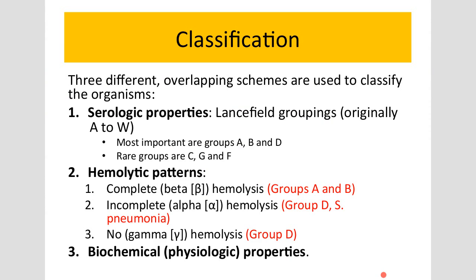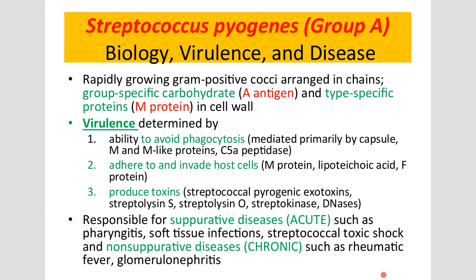So groups A and B cause complete hemolysis. If they infect blood, they will chew up all the red blood cells. You can imagine you'll have very severe anemia because your red blood cells will be taken up by this bacteria. Whereas if I were to ask you which one is the least lethal or least pathogenic, the answer is D, because it doesn't cause hemolysis. But then again, there are biochemical properties that we're going to discuss in a while.